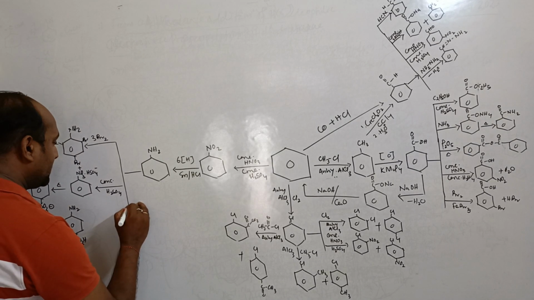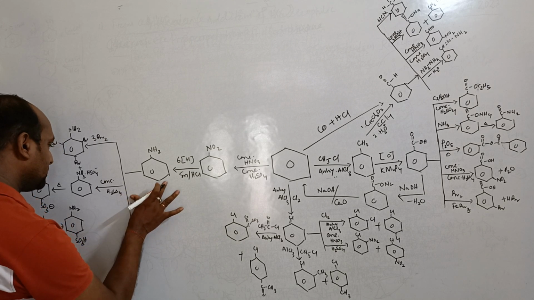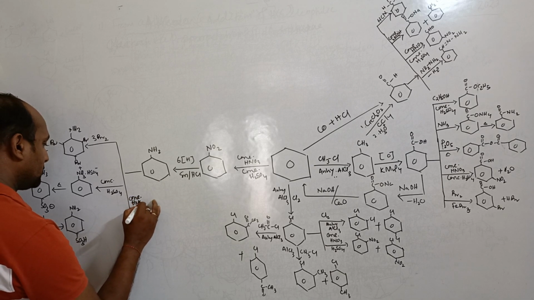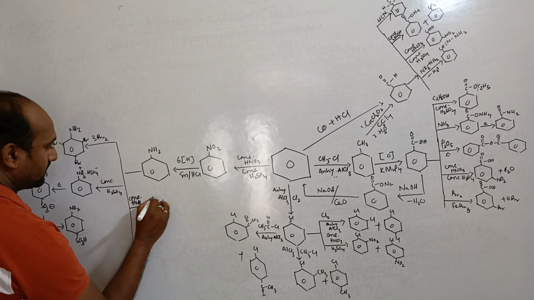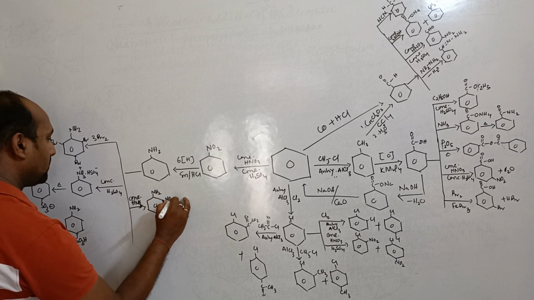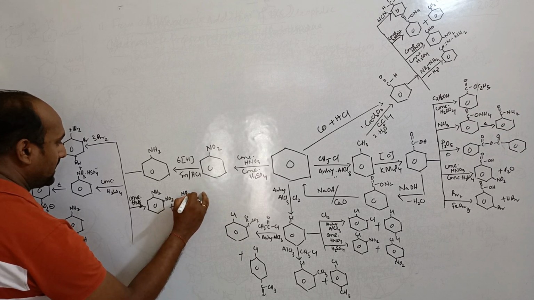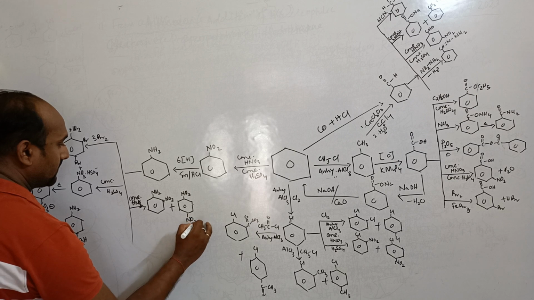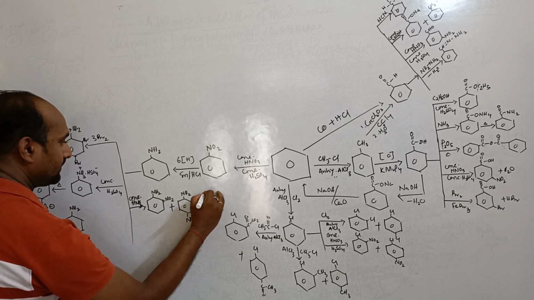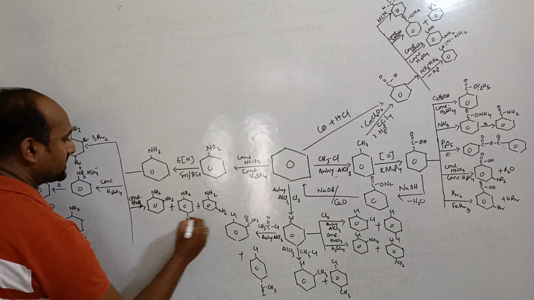Again, aniline is treated with concentrated HNO3. So this is the exceptional case, to form ortho-nitroaniline plus para-nitroaniline or meta-nitroaniline. Okay, this is an exceptional case.